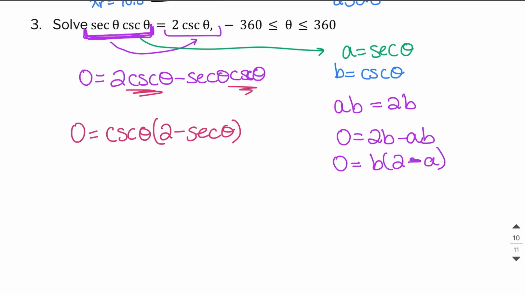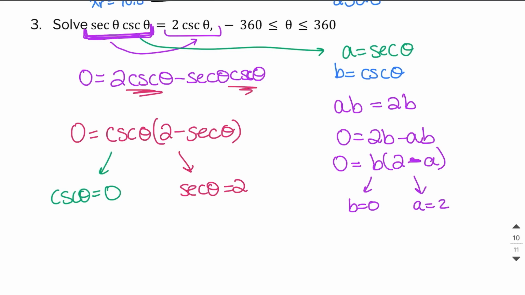So what does that mean right here? This means that either cosecant of theta equals 0, or secant of theta is equal to 2. What does this mean right here? That either B equals 0 or A equals 2. Well, A is secant of theta and B is cosecant of theta. So either way, you get the same end result.